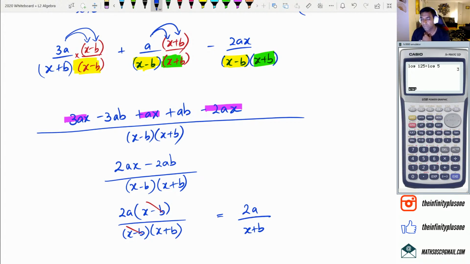So that's why it's really important to learn how to separate the terms, the denominators, and make things really simple for you guys.